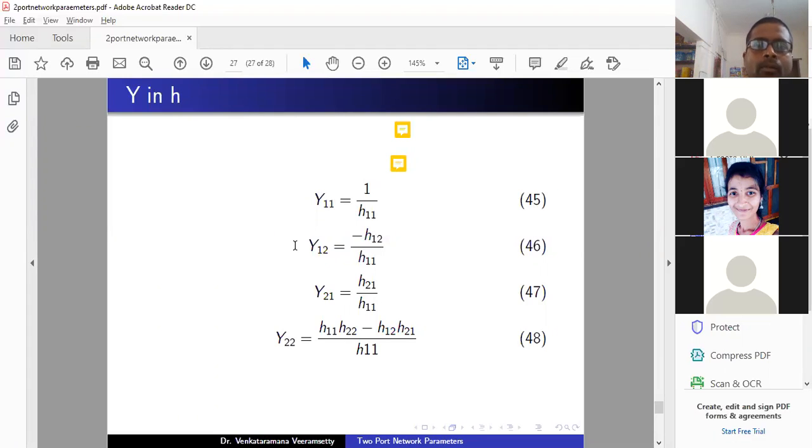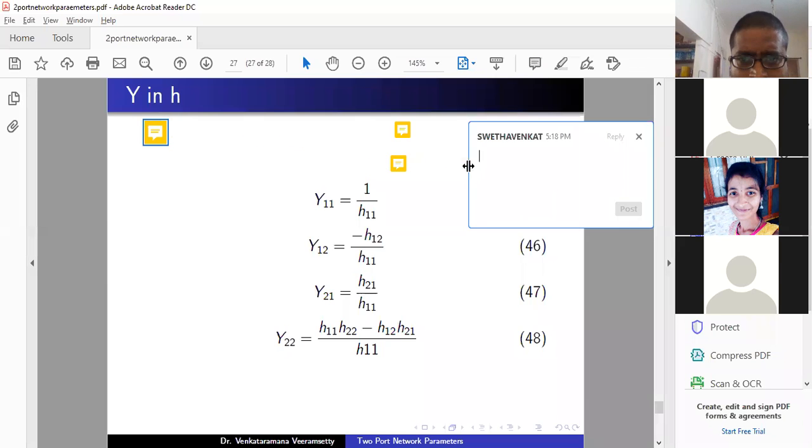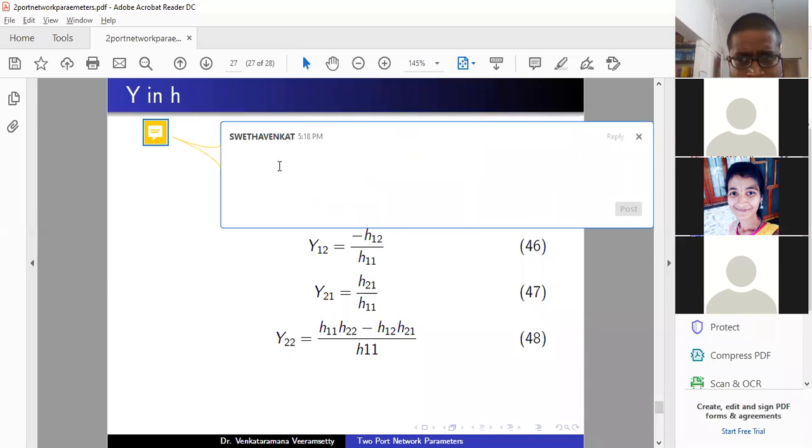Now I want to derive the expression for the ABCD parameters. Actually, I didn't prepare the slide. Later I will share the screen. But anyhow, we have some 10 more minutes. We will try to derive the expression for ABCD parameters or transmission line parameters in terms of the Z parameters, right? So now we will discuss the derivation. So what is the starting point for us?